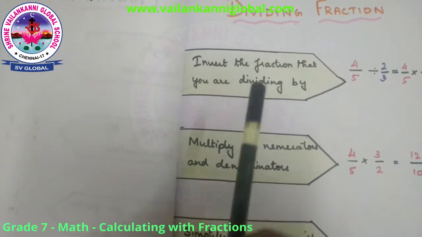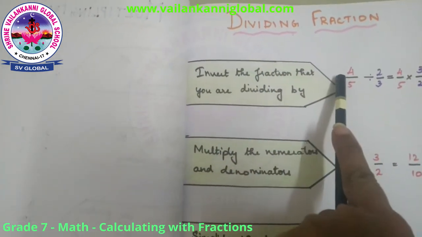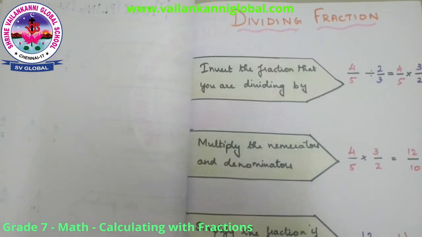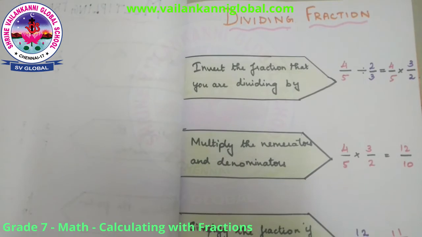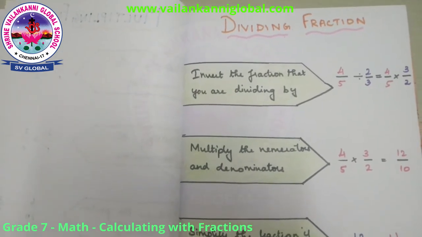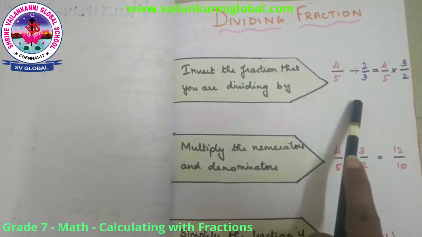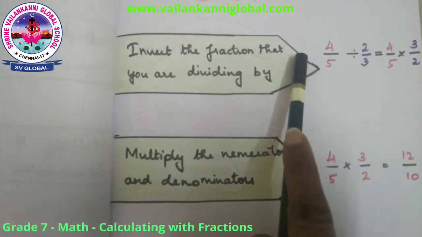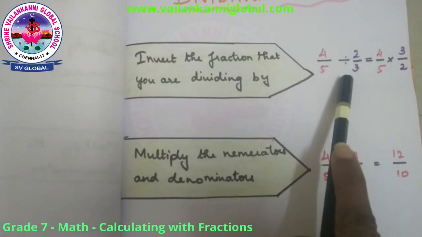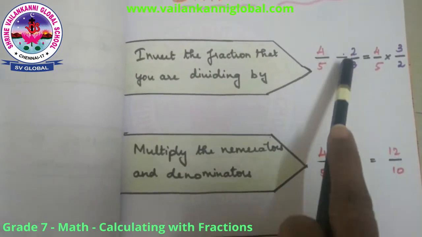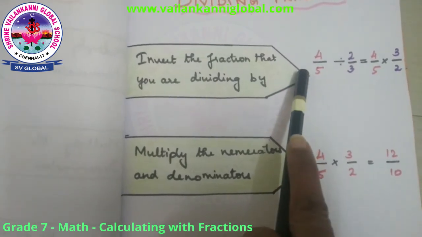The next one is dividing fractions. Division of two fractions is the same as multiplication, but with the first fraction multiplied by the reciprocal of the second fraction. That is, the first fraction is 4 by 5, the second fraction is 2 by 3. Here the reciprocal of the second fraction is to be multiplied with the first fraction.